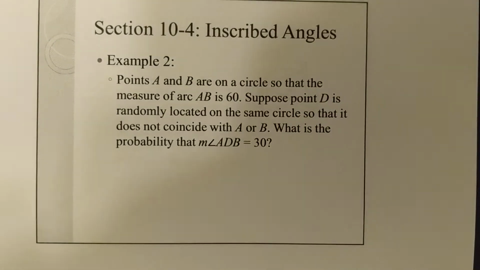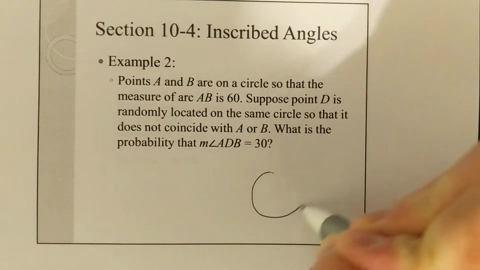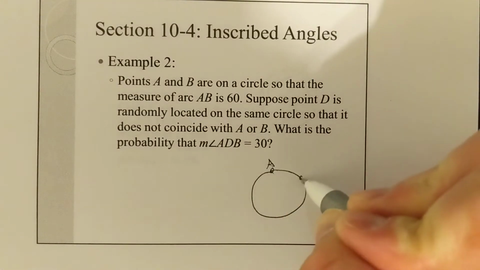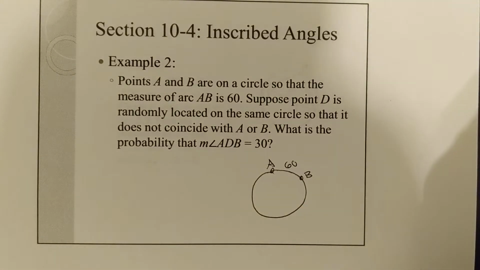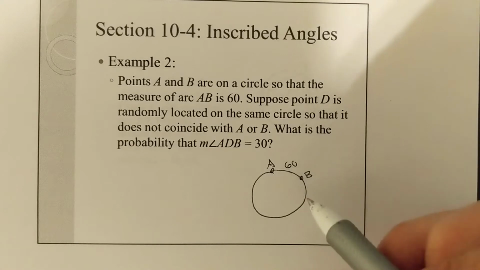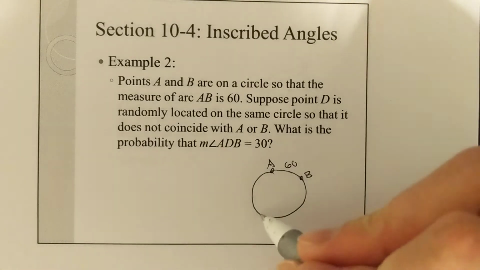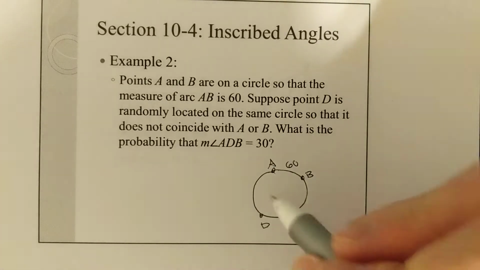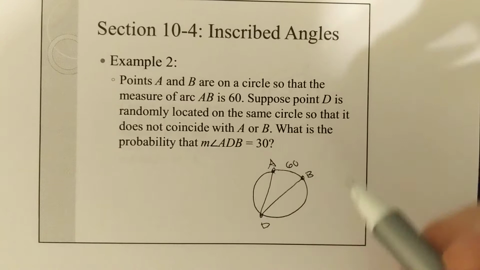Alright, so example 2. A and B are on a circle so that the measure of arc AB is 60. So A and B are on a circle, the measure of that arc is 60 degrees. Point D is somewhere on the circle, so it does not coincide with A or B, which means it does not lie on top of A or B. So like D is somewhere over here. What is the probability that angle DAB is equal to 30?